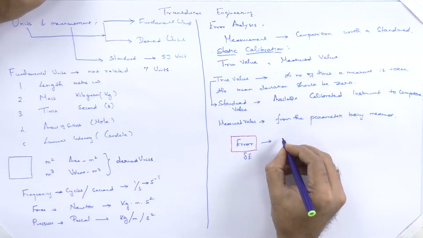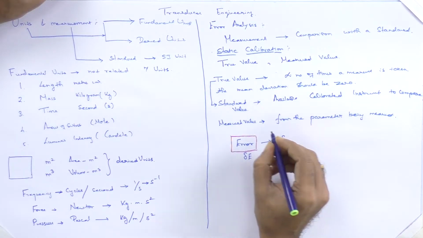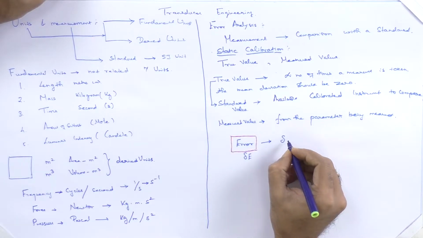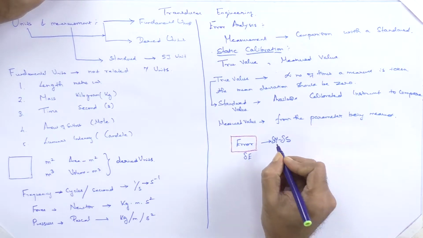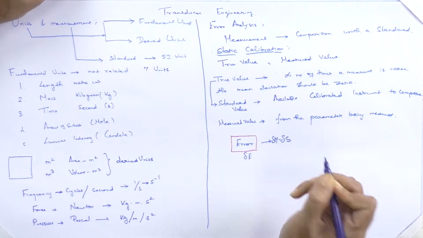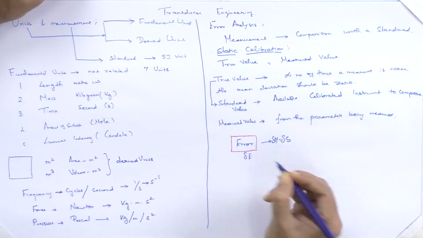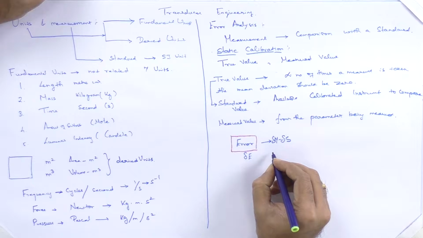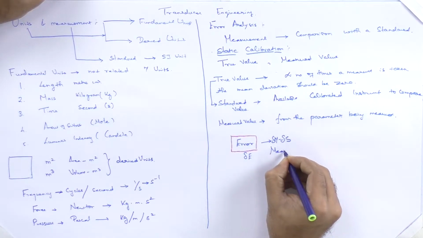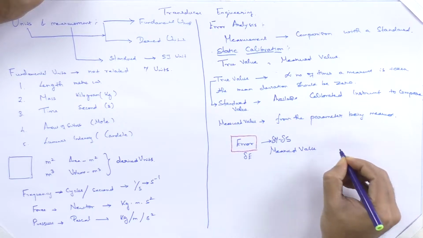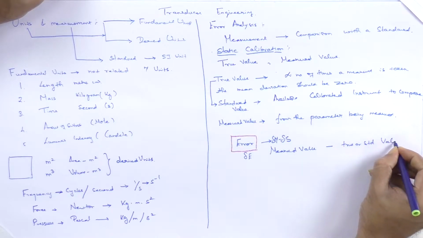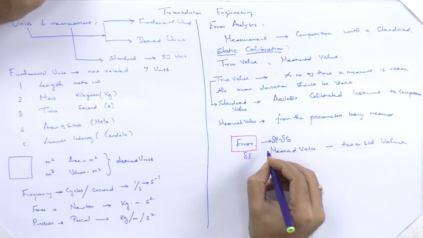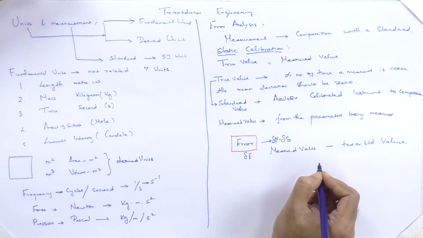You are going to take the standard value as delta S, measured value as delta M, and delta M minus delta S gives you the error value of delta E. You are going to subtract the true or standard value from the measured value, and that will give you the error. So now you got the concept of error.